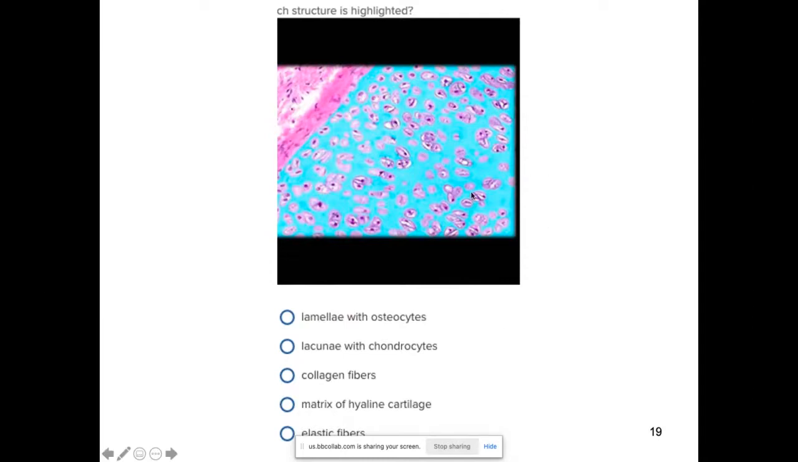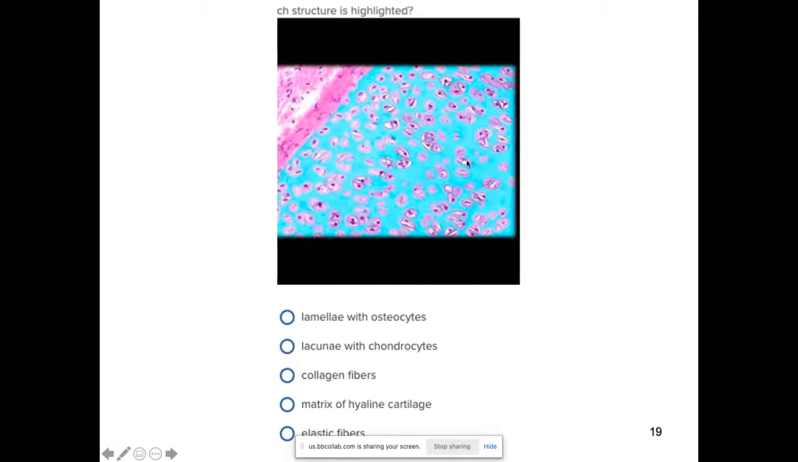When we look here at this picture, it's asking what is the highlighted structure. Now, on these types of questions, there's a lot of red stuff, right? Red, pink, red, red, red. When they say highlighted, it's the thing that's a different color from the rest of it. So in here, it would be this blue stuff. So think of these as cells, and everything between is the matrix. So there's more matrix than there are cells.